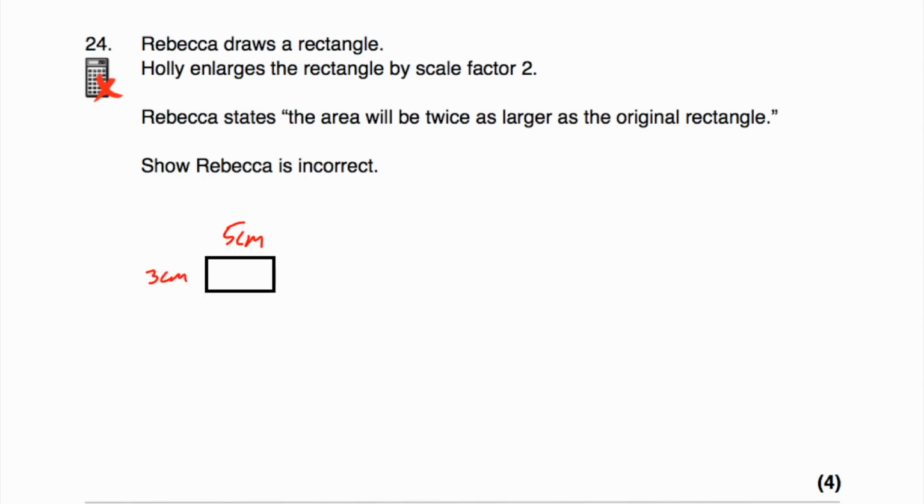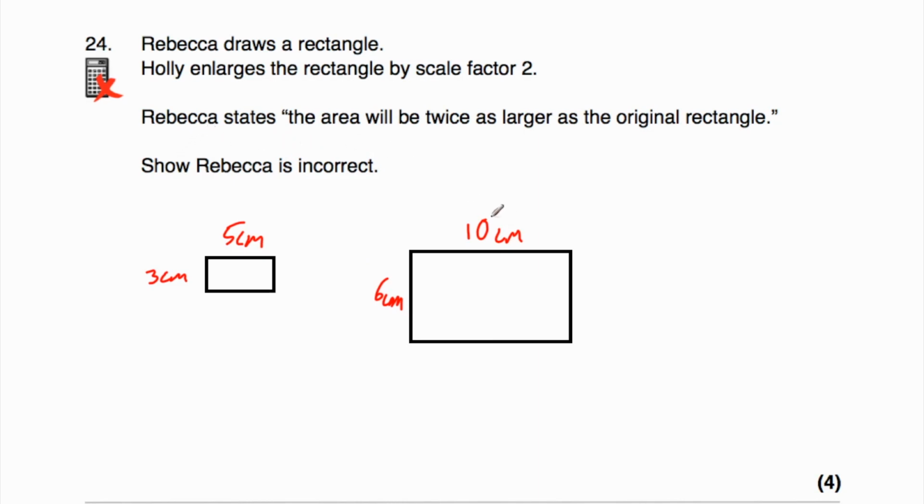And then we're going to enlarge it by scale factor 2. So that means double the width and double the length, and see what we get. So I've enlarged the rectangle by scale factor 2. The original length was 5 centimeters, so the new length will be 10 centimeters. And the original width was 3 centimeters, so when we double that, that'll be 6 centimeters. So let's find the areas and see if Rebecca's correct.